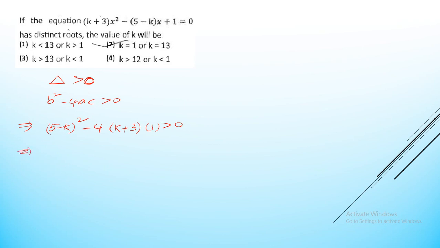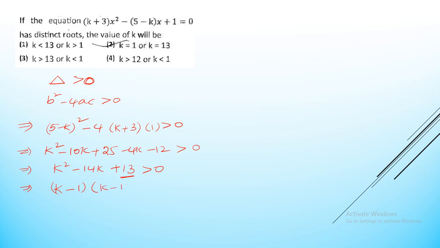Now when I expand this, what I am going to get: k square minus 10k plus 25 minus 4k minus 12 is greater than 0. On simplification, k square minus 14k plus 25 minus 12 is 13 is greater than 0. So clearly 13, so the only factors are k minus 1 into k minus 13 greater than 0, because if you observe the sign conventions, two sign conventions are there, hence directly k minus 1 into k minus 13 is greater than 0.